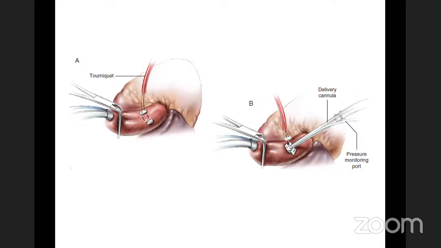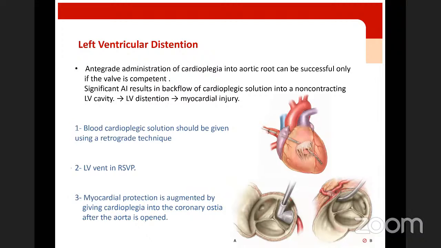A few points to mention here while administering the myocardial protection. One of these issues here is LV distension, which we need to avoid. Successful cardiac arrest with antegrade cardioplegia in the aortic root requires the valve to be relatively competent. If the valve is not competent and has significant AI, it can result in backflow of the solution down into a non-contracting LV cavity, causing distension and possibly myocardial injury.